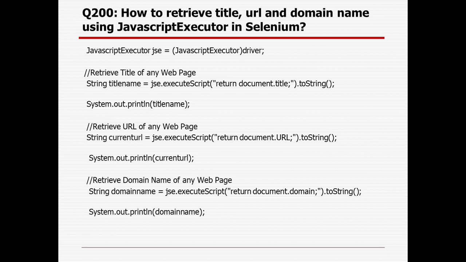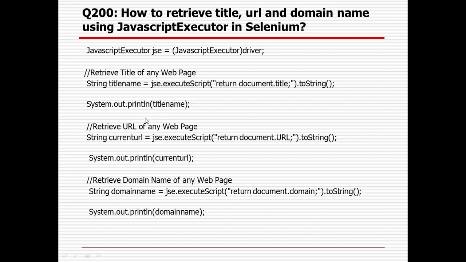First, you need to create an object or instance of the JavaScriptExecutor interface. You need to typecast the driver so that you can create the object instance. Once the instance is created, you use the executeScript method and return document.title. The title will be returned, you convert it to a string, store it in a string variable, and then you can print it out.